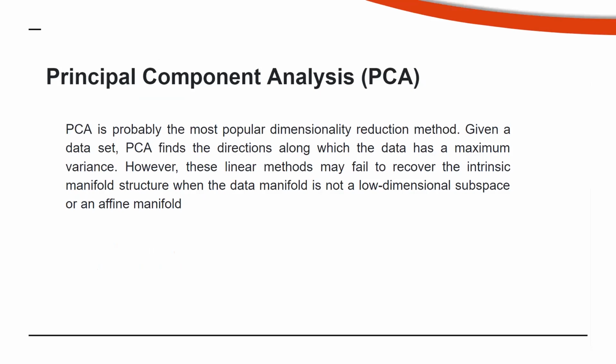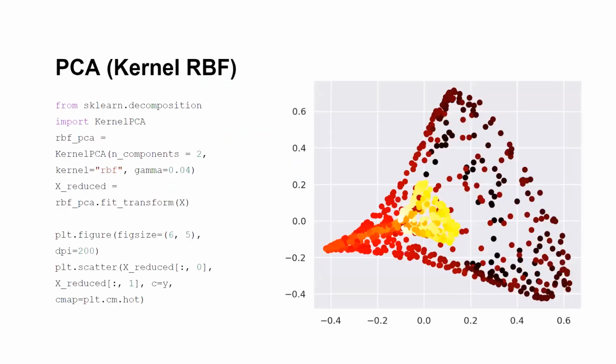Okay, to prove our previous points, we will compare PCA with manifold learning. We will try to reduce the dimension of the Swiss roll dataset by using PCA first. PCA, although it is one of the most popular dimensionality reduction methods, may fail to recover the intrinsic manifold structure, which could happen in nonlinear dimensions. In this case, we are going to use two different PCA methods. The first one is with kernel RBF.